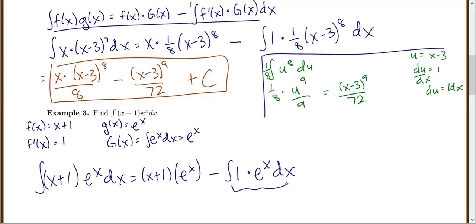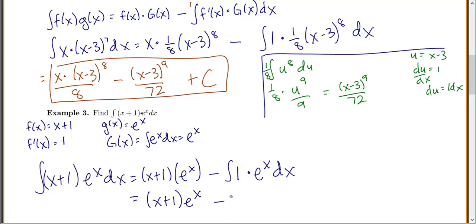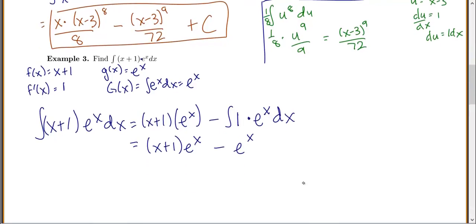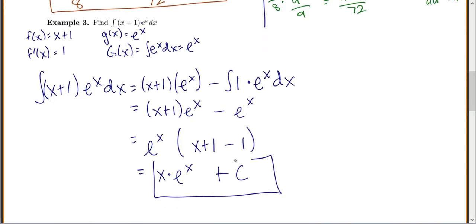Notice this integral now is very simple. All we have to do is integrate e to the x. So we'll still have this (x plus 1) e to the x, minus the integral of e to the x, which is e to the x. And I'll probably simplify. I could factor out an e to the x. So I'll have left x plus 1 minus 1. Those 1's cancel, so I have x times e to the x. And at the very end, go ahead and add your plus c. So that's a much simpler problem for integration by parts.